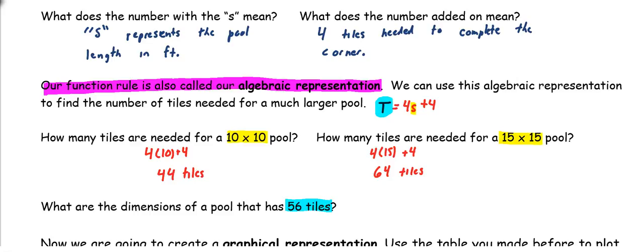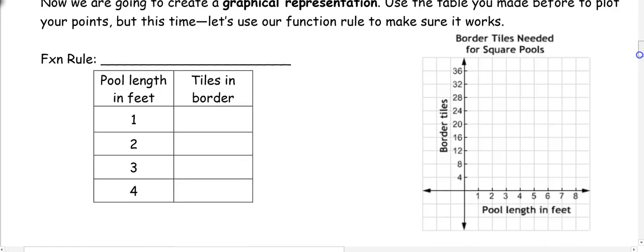So when we do that, we would set 52 equal to 4s plus 4. We can subtract 4 from both sides, so 4s equals 48. And when we divide, we get s equals 13, which means the pool would be a 13 by 13 size.